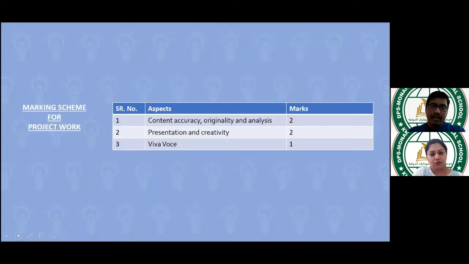And here we have the marking scheme for the project work, that is for the subject enrichment. Content accuracy, originality, and analysis carry 2 marks. Presentation and creativity carry 2 marks. Viva will carry 1 mark.